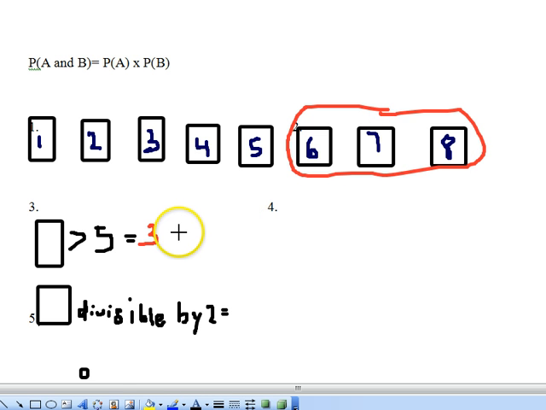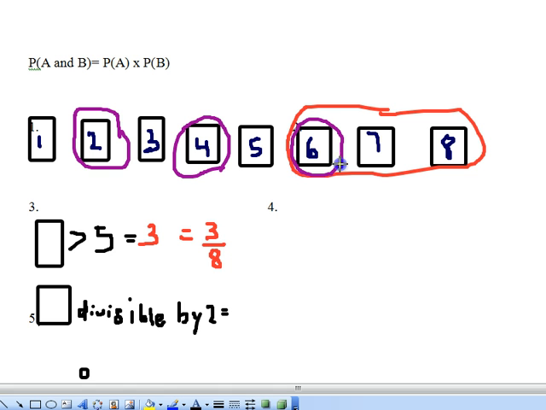Okay? And then our total, so therefore our probability that the first card is going to be greater than 5 is going to be 3, that's our favorable outcome, over our total number of possible outcomes, which is 8, because there are 8 cards. So 3 over 8.